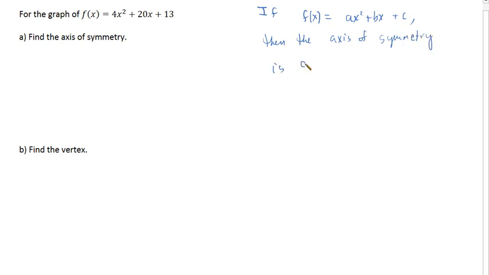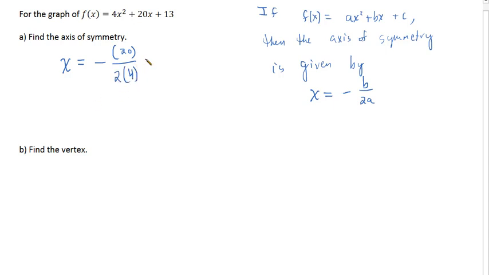is given by the equation x is equal to negative b over 2a. So for the function 4x squared plus 20x plus 13, the axis of symmetry would be given by the equation x is equal to negative, substituting 20 for b, over 2 and 4 for a.